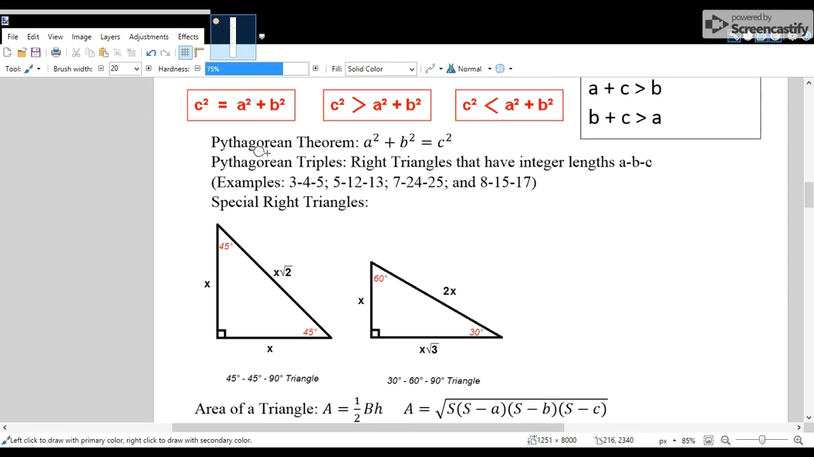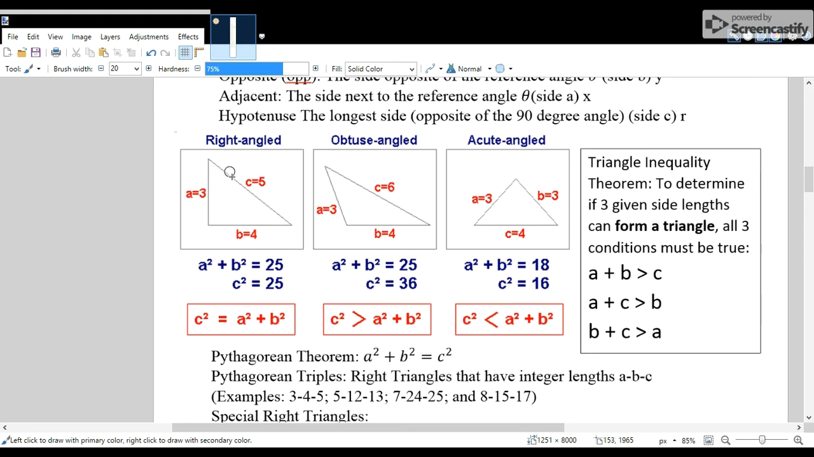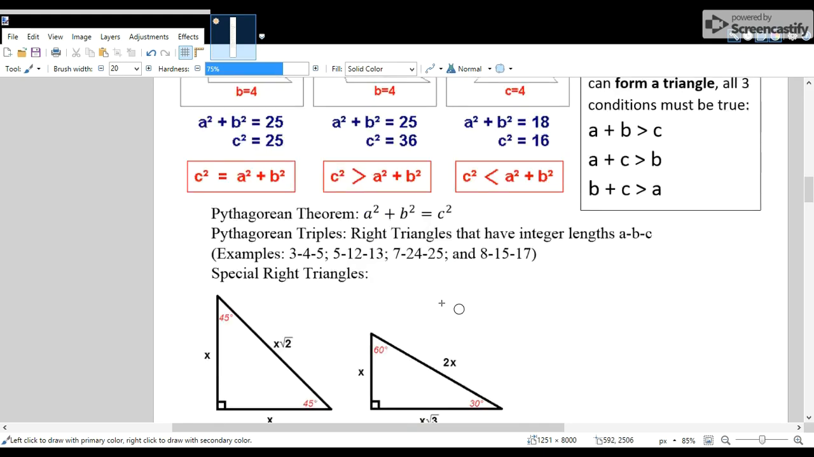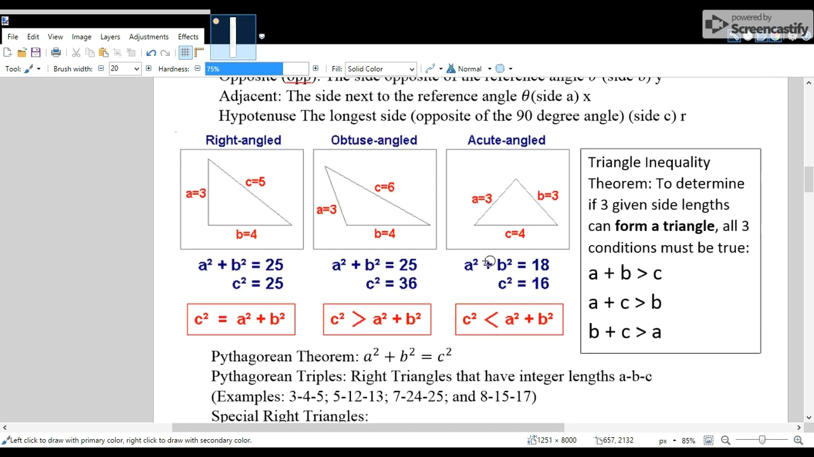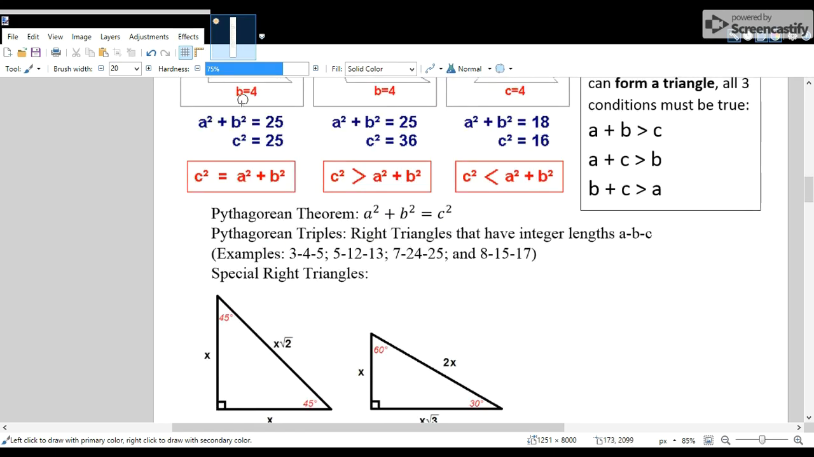We have the Pythagorean theorem, a squared plus b squared equals c squared. That's in the case of a right triangle. We also have something called Pythagorean triples. They're right triangles that have integer lengths a, b, and c. So no decimals, no irrational numbers, none of that. Some common examples are 3, 4, 5; 5, 12, 13; 7, 24, 25; and 8, 15, 17.